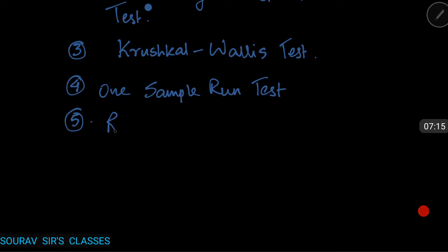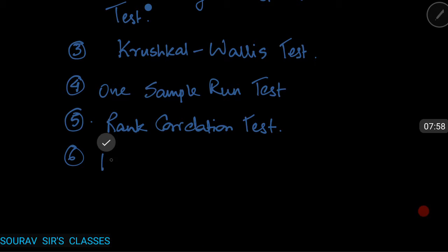Number 5. Rank correlation test. It is a method for finding correlation coefficient when the data available is not in numerical form, but the information is sufficient to rank the data first, second, third, and so on.